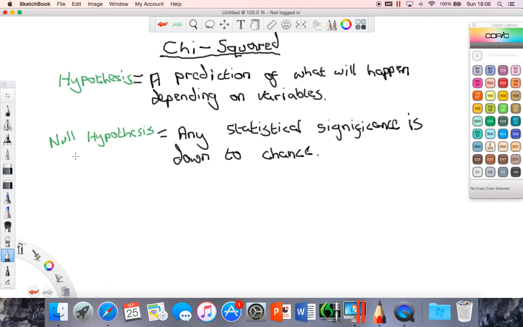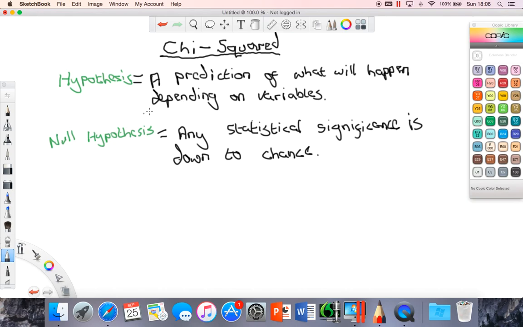Now, what this means is if we're looking at a given variable, the variables are not really having an effect on each other. Any relationship that we see between the two is because of chance, because of things that have happened other than the variables affecting each other.